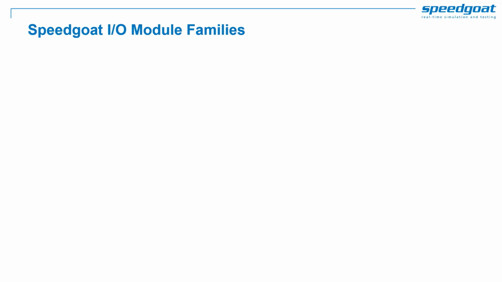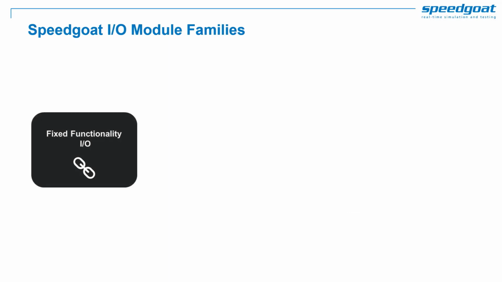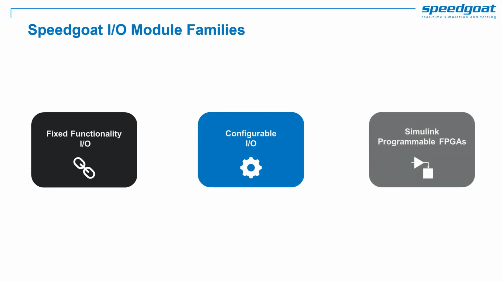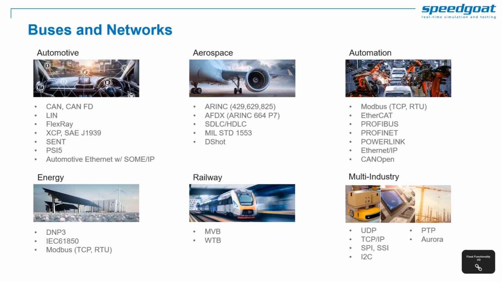There are three types of Speedgoat I/O modules: fixed functionality I/O, configurable I/O, and Simulink programmable FPGAs. I/O modules support most industrial communication protocols for buses and networks. I will give you a few seconds to spot the communication protocols that matter to you.